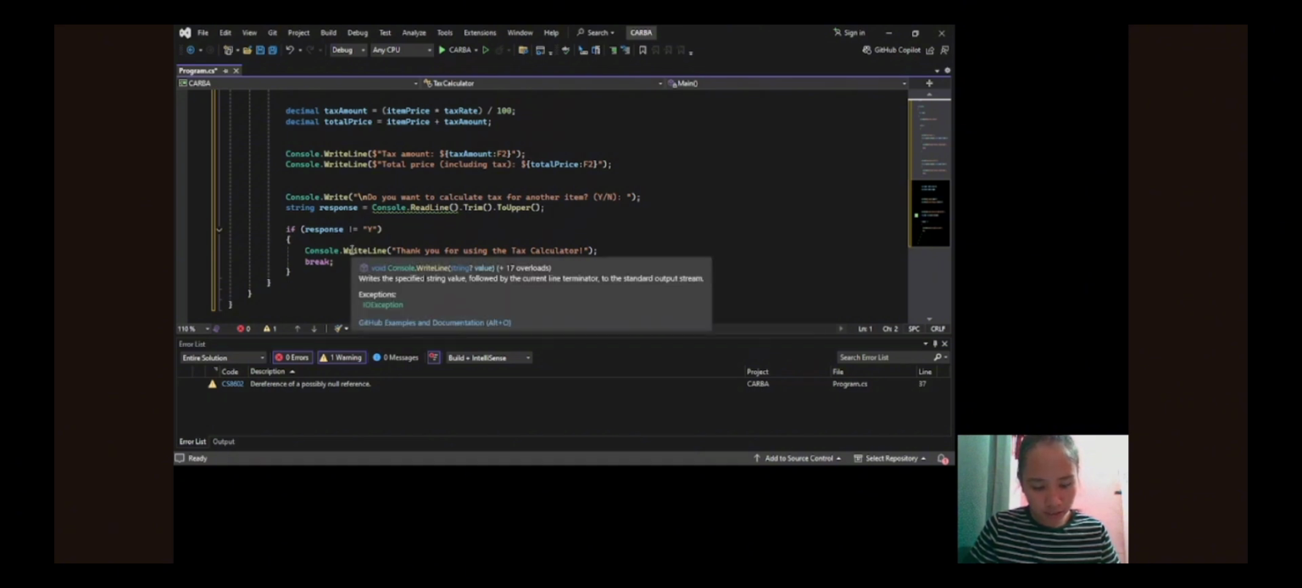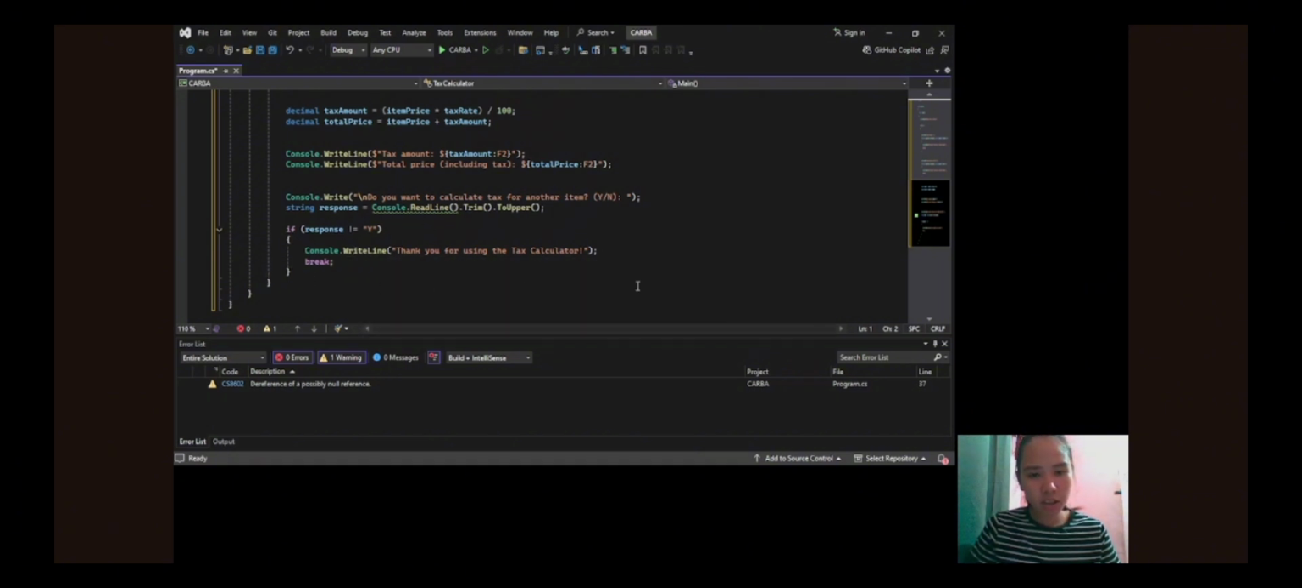So the next line displays a message to the user, while using break, which ends the program. So that is all. Thank you very much.